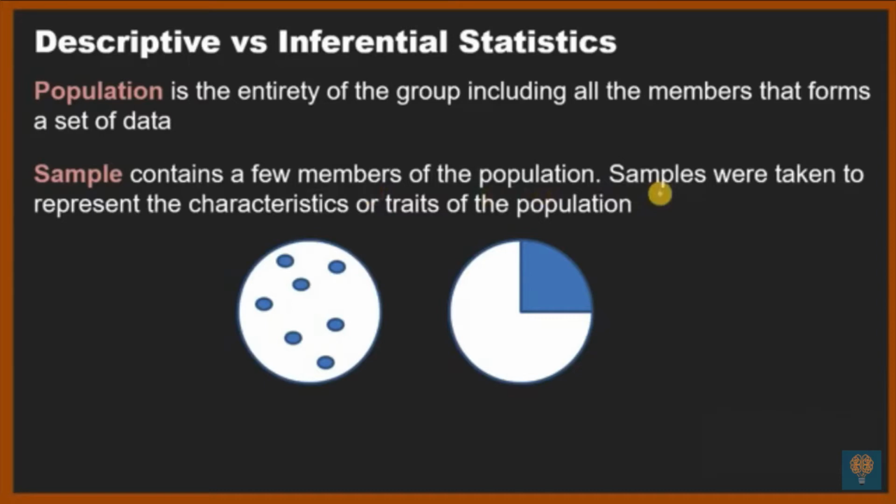So next, let's proceed to the population and sample, the definition of the population and sample. Population is the entirety of the group, including all the members, that forms a set of data. Sample means it contains a few members of the population. Samples are taken to represent the characteristics or traits of the population.